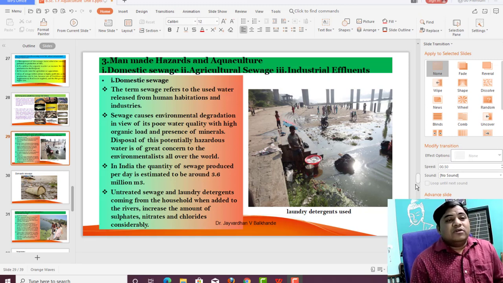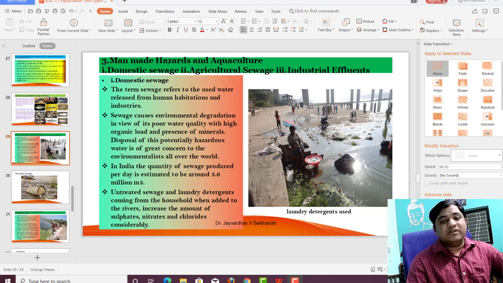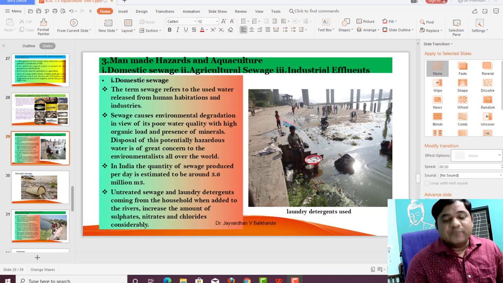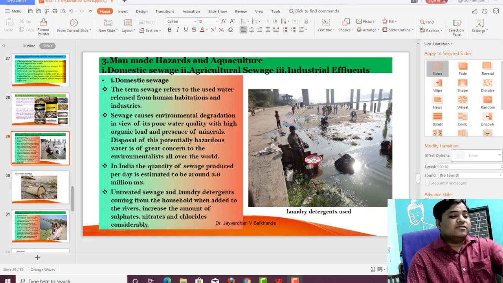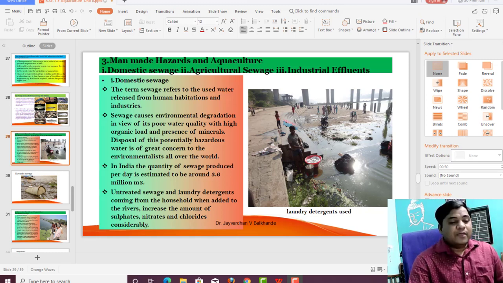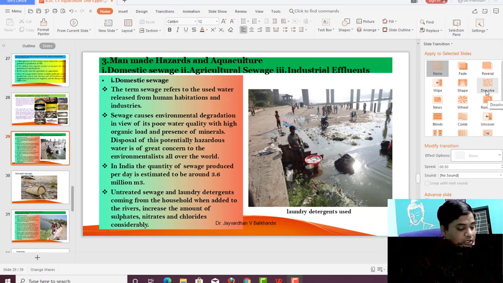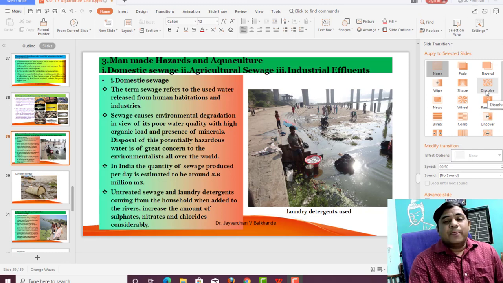This paper is called Aquaculture, paper number 15A for BSc third year Aquaculture. In this second unit, we have so far discussed two parts. The first is the different culture methods we have discussed. Number one is pen culture and another one is cage culture.